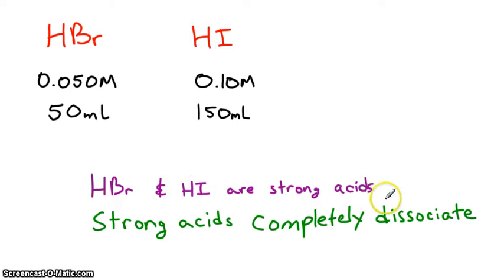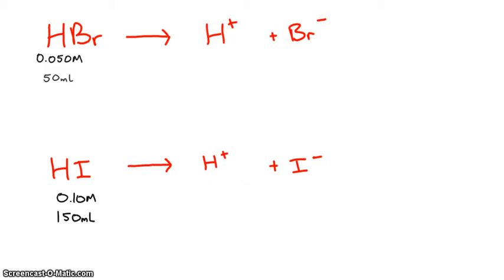HBr and HI are strong acids, so that means they're going to completely dissociate. HBr will break up, or dissociate completely, into its ionic components, H plus and Br minus. HI will do the same thing, dissociating completely, breaking up into its ionic components, hydrogen cation and iodide anion.